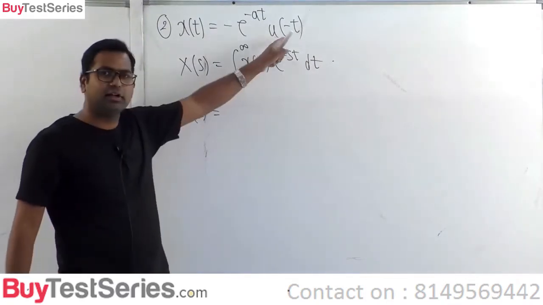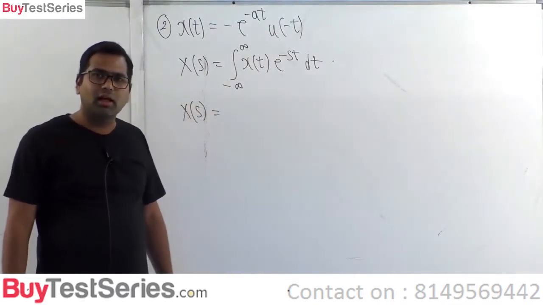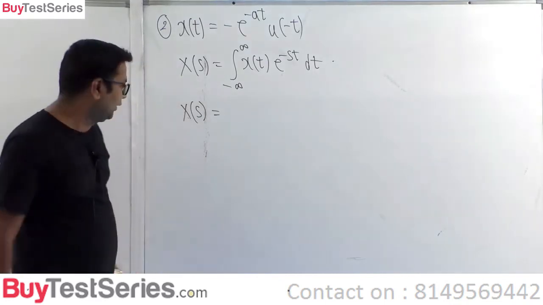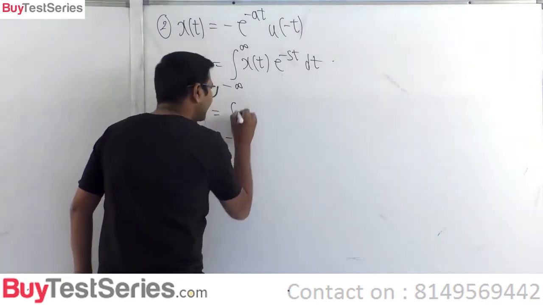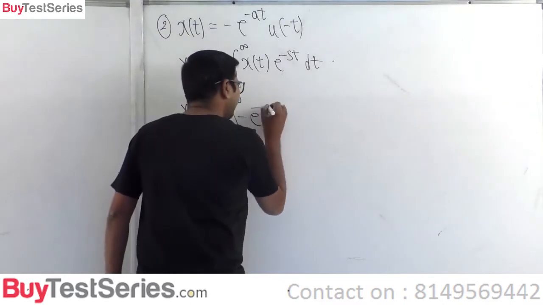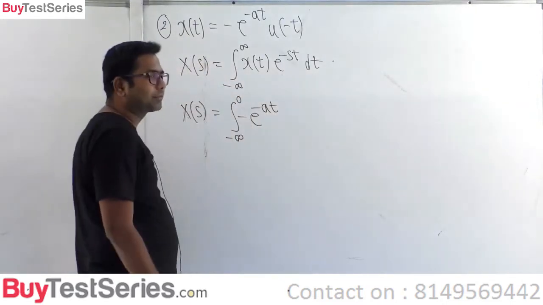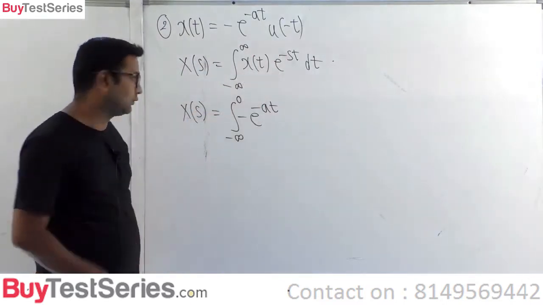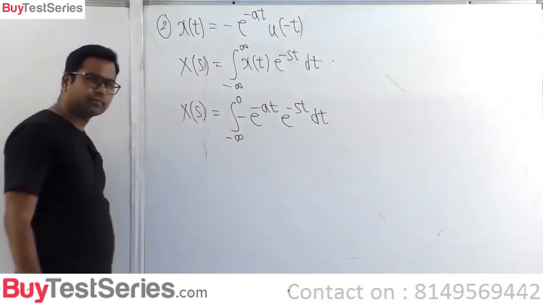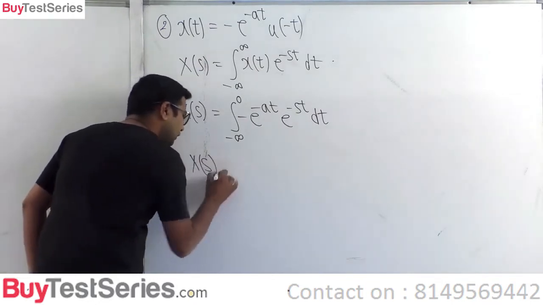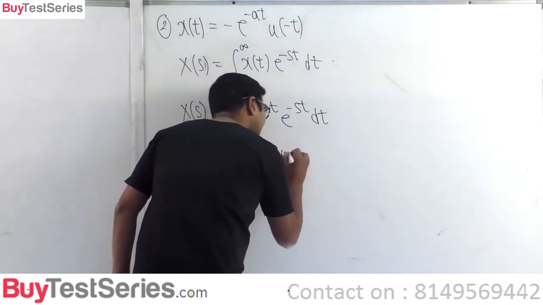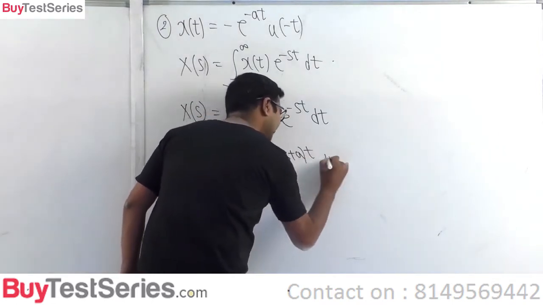Since the signal present here is u of minus t, and as we know u of minus t goes from minus infinity to 0, the integration here will go from minus infinity to 0. I would replace x of t by minus e raised to minus at. The value of unit step is 1. So this will be multiplied by e raised to minus st dt. The capital X of s can be written as integration from minus infinity to 0 of e raised to minus (s plus a) into t dt.